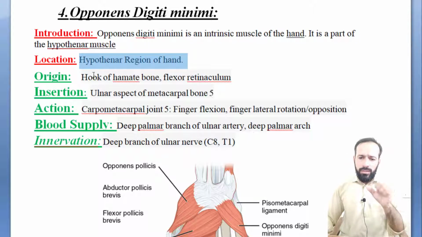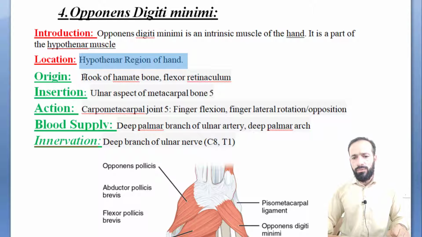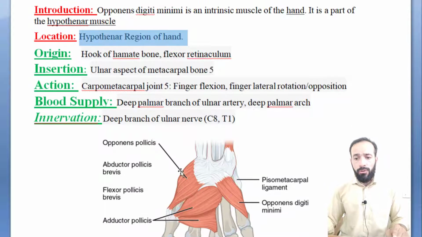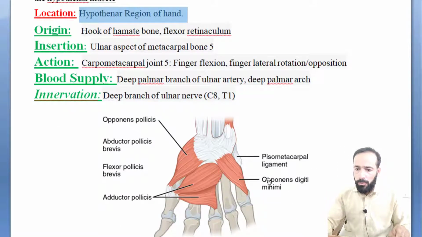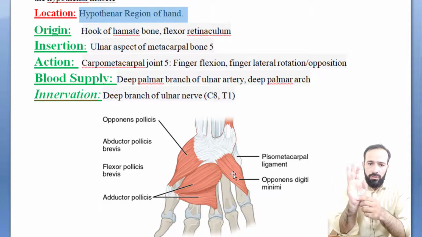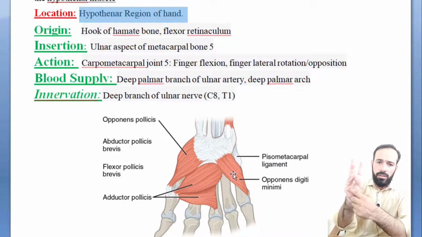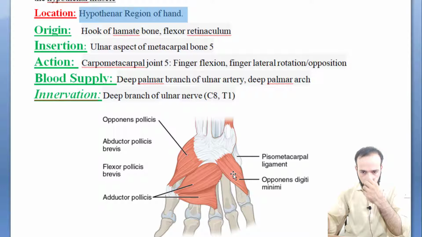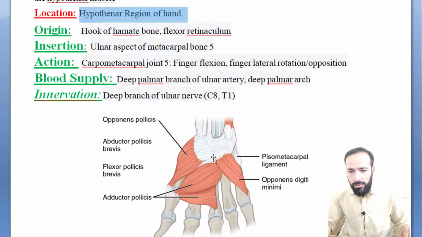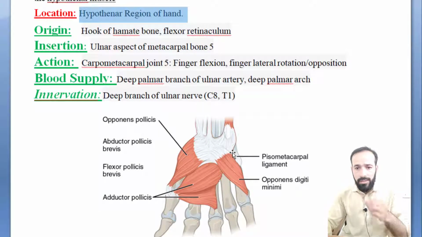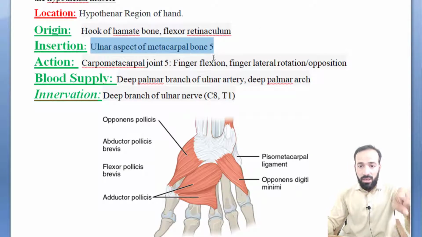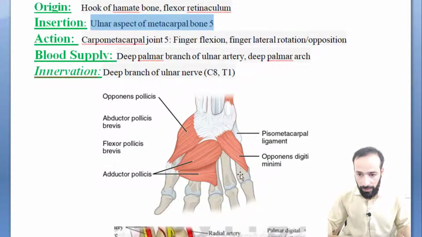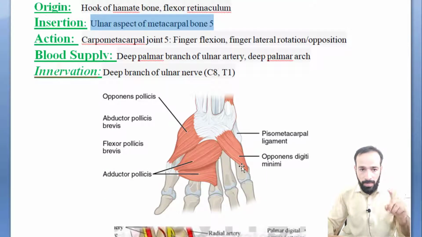Okay, where does it arise? It gets its origin from the hook of the hamate bone. From what? From the flexor retinaculum. Look, this is your opponens digiti minimi muscle, right? Whenever it contracts, it will cause the movement of your small digit towards your thumb. It gets its origin from the hook of the hamate bone and flexor retinaculum, and it inserts into the ulnar aspect of the metacarpal bone of digit number 5. This is the metacarpal bone of digit number 5.